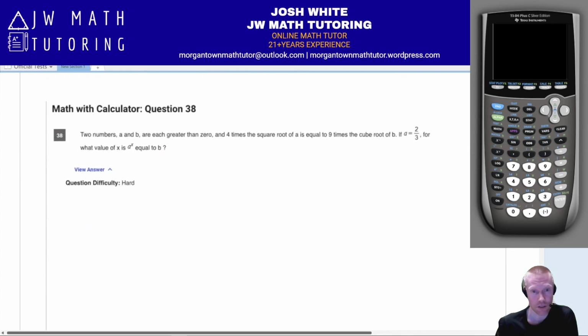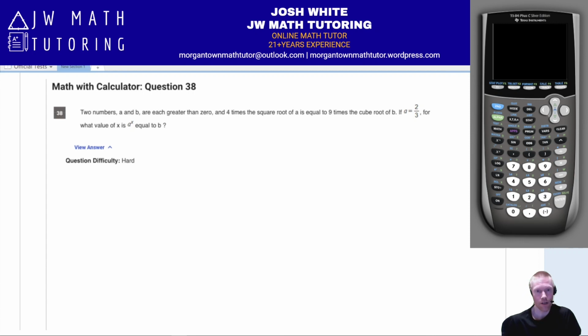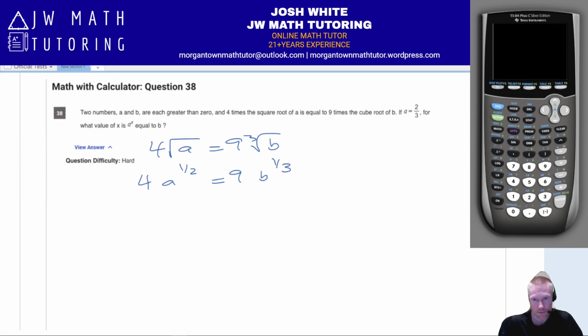Now we are at the last question, 38. Again, this one is a confusing one just because of how it's worded. There is a little work you have to do with exponents. Basically, you have 4 times the square root of a is equal to 9 times cube root b. First thing I'm going to do before I plug anything in is rewrite these with rational exponents. Now I'm going to plug in 2/3 for a.